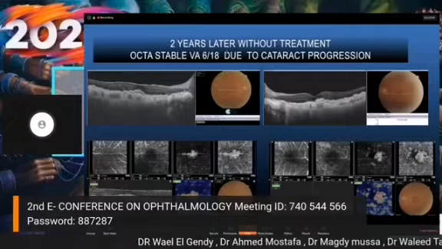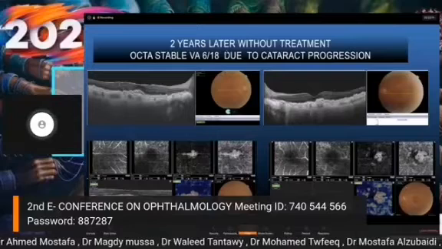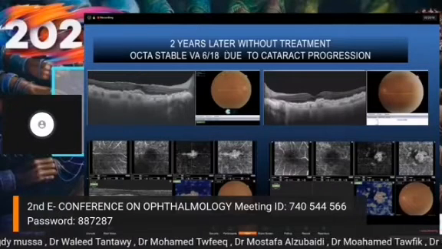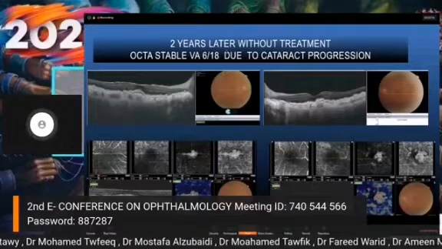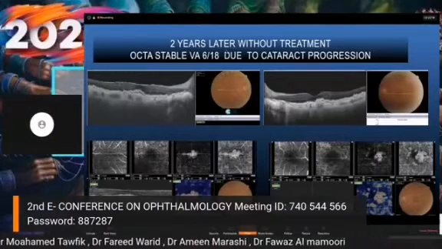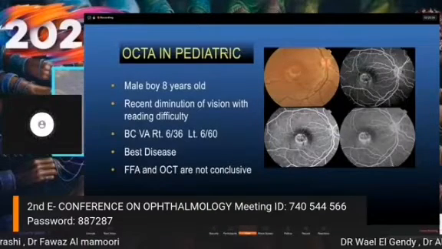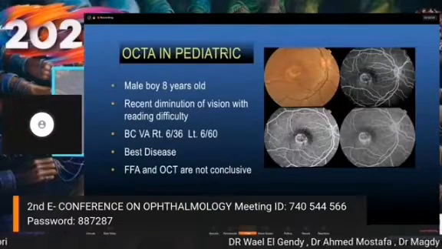They need to be followed up closely by structural OCT and OCTA. You don't need to repeat fluorescein angiography. Any changes in the vision or increasing metamorphopsia, we have to repeat OCT angiography and structural OCT to find out if there is fluid, then we start to inject. If there is not, we keep following up. Let me go to another part of the lecture, OCTA in the pediatric age group.